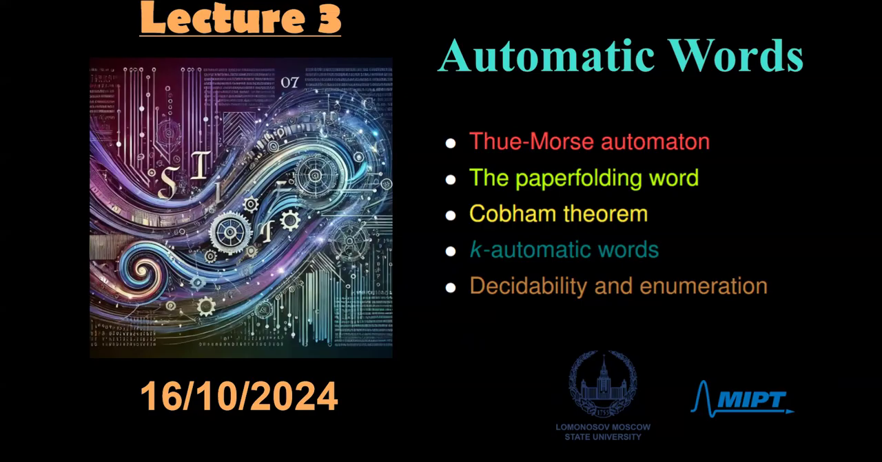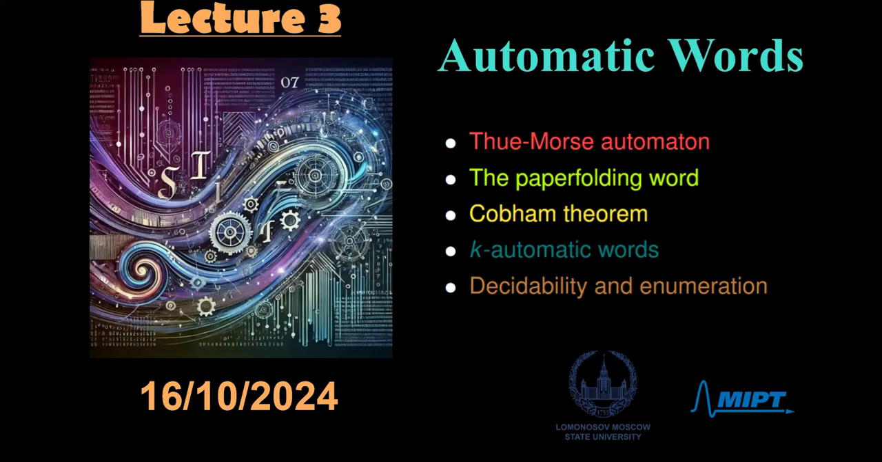Then, the paper folding word, another interesting sequence that emerges from a physical folding process, and we will see how this sequence can also be described by an automaton, and its geometric and combinatorial significance.